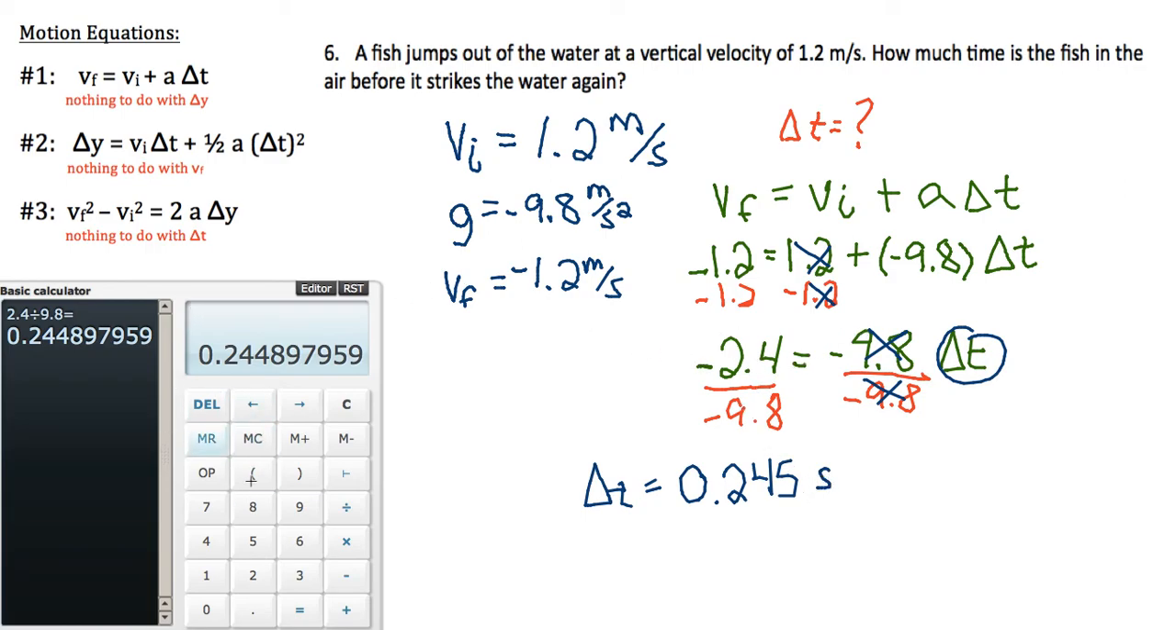Notice in the calculator, once again, I did not put the negative signs because I saw that it was a negative divided by a negative. I knew my answer had to be positive. If you want to put the negative in the calculator as you type it in, that's also fine. There's your answer for problem 6.